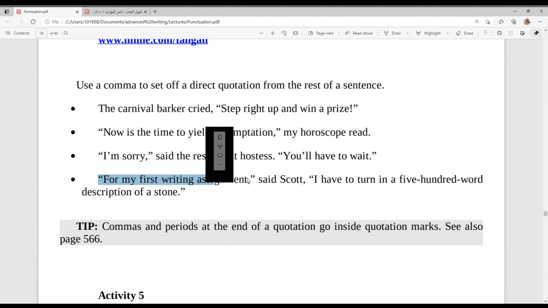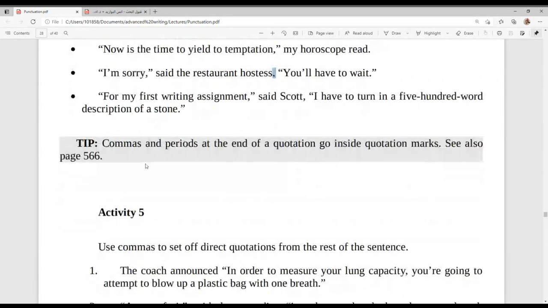For my first writing assignment, comma, said Scott, comma, another comma, I have to turn in a 500-word description of a stone. If you look at the previous example here, you can use a comma here or a full stop. It's optional, either to use a full stop or to use a comma.